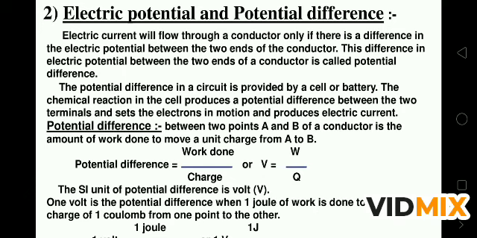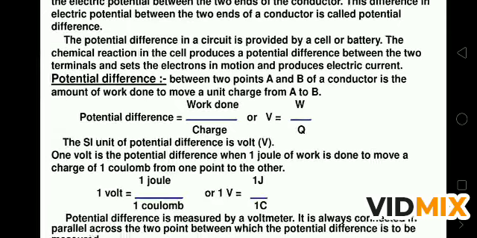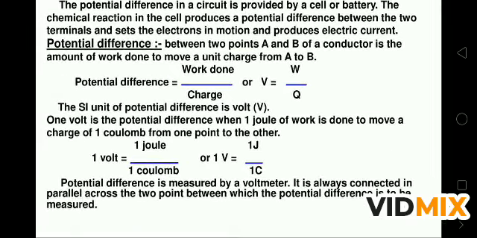Means between 2 points A and B, whatever the amount of work is done to bring a unit positive charge from A to B, the ratio of that work done to the charge is called potential difference. Means potential difference is equal to work done upon charge, or we can say V is equal to W upon Q, and the SI unit of potential difference is volt. 1 volt is the potential difference when 1 joule of work is done to move a charge of 1 coulomb from one point to the other.